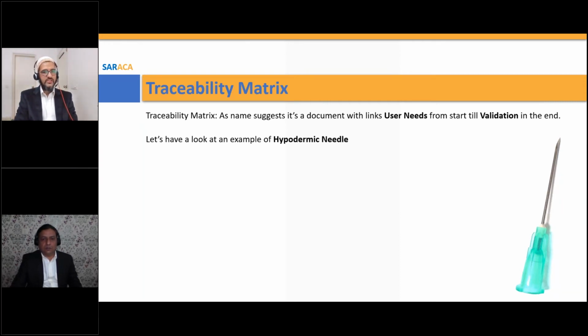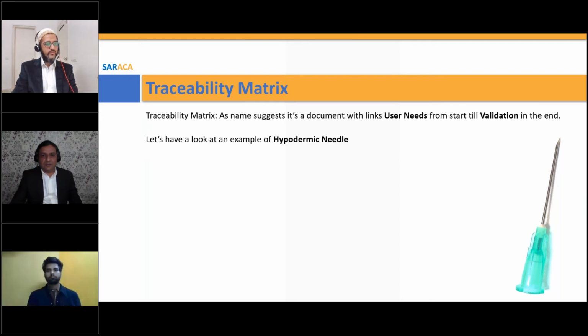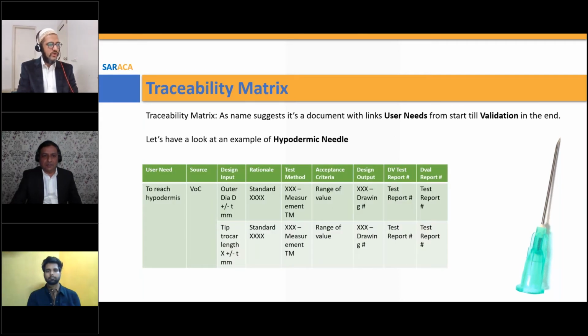So this needle, I think everybody might have seen. It's a very common medical device. It's a class 2 device, and it's a very common, ubiquitous device, I would say. So let's see how a typical traceability matrix will look for this device.